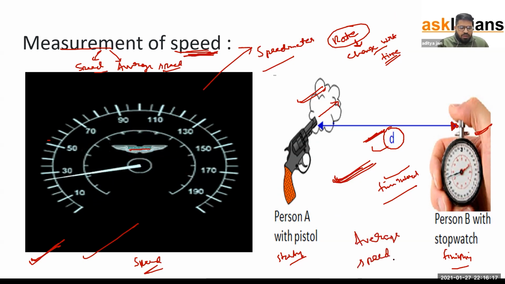So we'll look into detail what is speed and what is average speed. I hope it is clear that speed is the rate of change of distance, and it is basically of two types. It can be speed, it can be average speed. Let's see what is speed, and let's see what is average speed now.